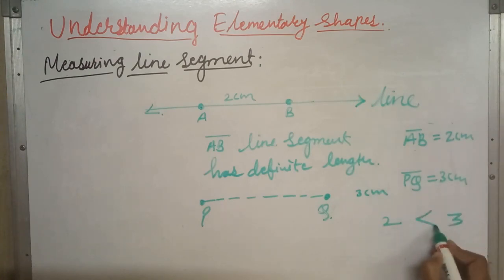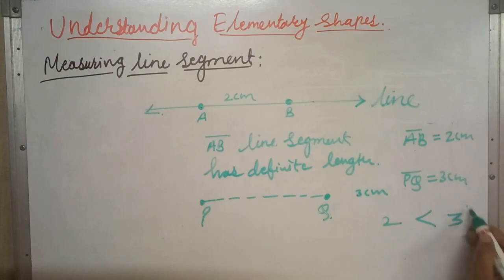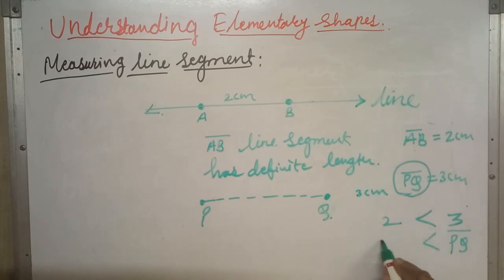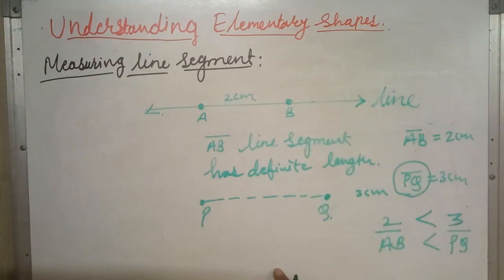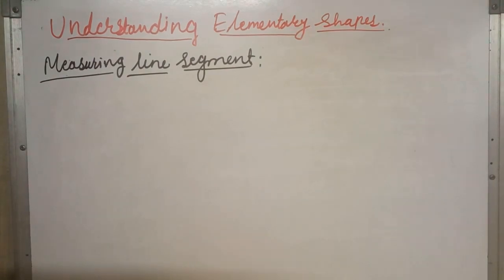Which is greater? 3. As 3 is greater, I can say line segment PQ is greater than line segment AB. So because of this, I can compare these two line segments. So in line segments, comparison is possible. So let us now see the comparison of line segments.